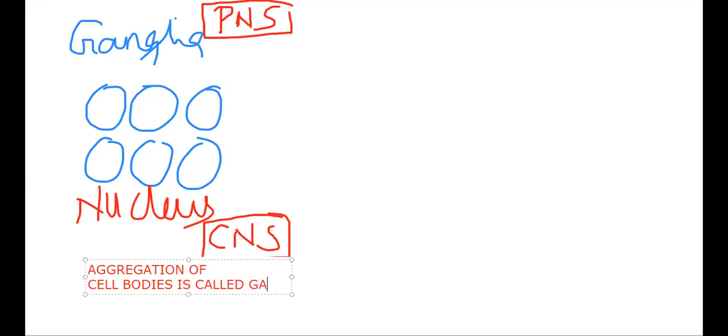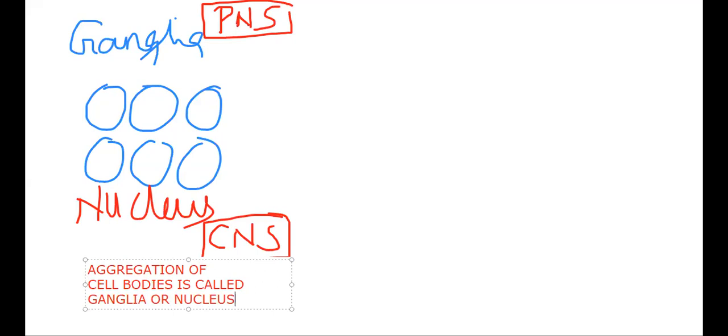So when to say ganglia and when to say nucleus? If you find such an aggregation in the PNS, peripheral nervous system, we call it ganglia. If you see this in the CNS, in the brain or spinal cord, we don't use the word ganglia. We use the word nucleus. Okay.